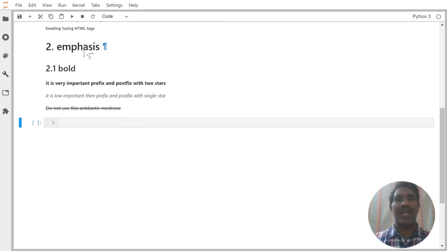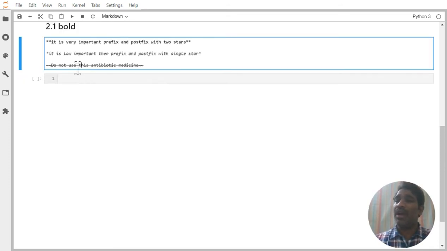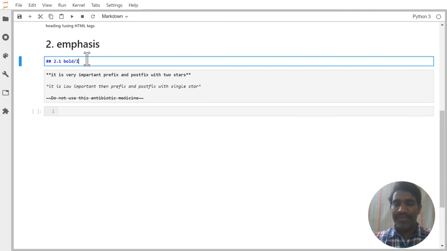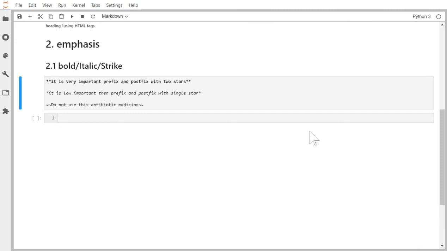If we want to show importance anywhere, we are going to use bold, or italic, or strike through. These are the three things we use. Bold, next italic, and next strike through. These are the three functionalities you need to learn about. Okay, please have a look at it.